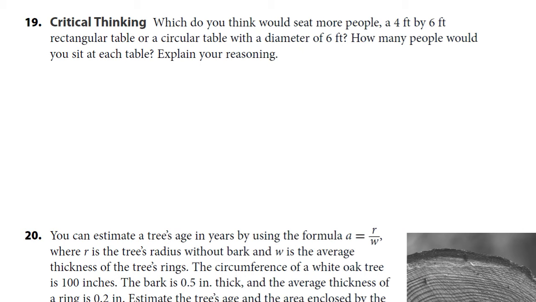All right, question number 19 on assignment XX. This is in module 20.1 in your textbook. Critical thinking. Which do you think would seat more people, a 4-foot by 6-foot rectangular table or a circular table with the diameter of 6 feet? How many people would you sit at each table, and explain your reasoning?